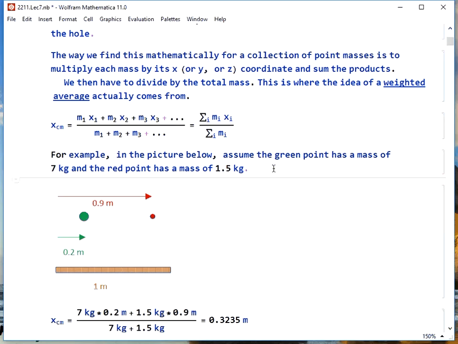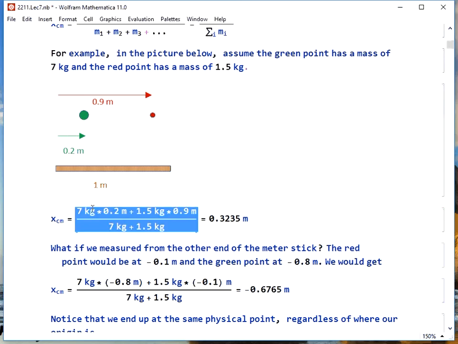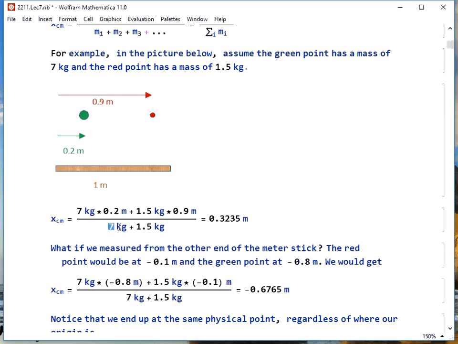If we want to calculate one of these, in the picture below, let's say the green point has a mass of 7 kilograms and the red point has a mass of 1.5 kilograms. Green is 0.2 meters away from our origin, red is 0.9. So our center of mass says multiply each mass by its position, add them together, and then divide by the total mass. And here we get 0.323 meters.